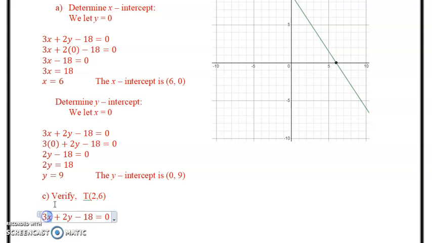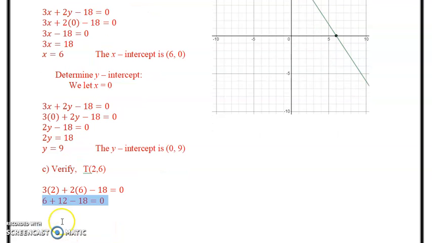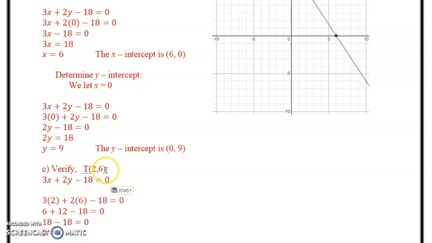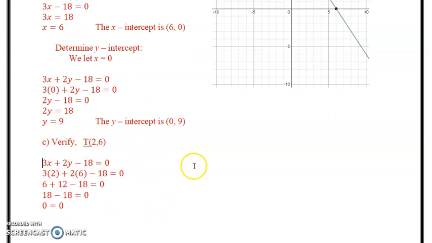We plug those in for x and y. So everywhere we see x, we substitute 2. Wherever we see y, we substitute 6. And that would give us 6 plus 12 minus 18, which would be 18 minus 18, which is indeed 0. So once both sides of the equation are equal, we know that we are correct. Okay? So just pick a point on your graph and verify it using a point. I call the point T.